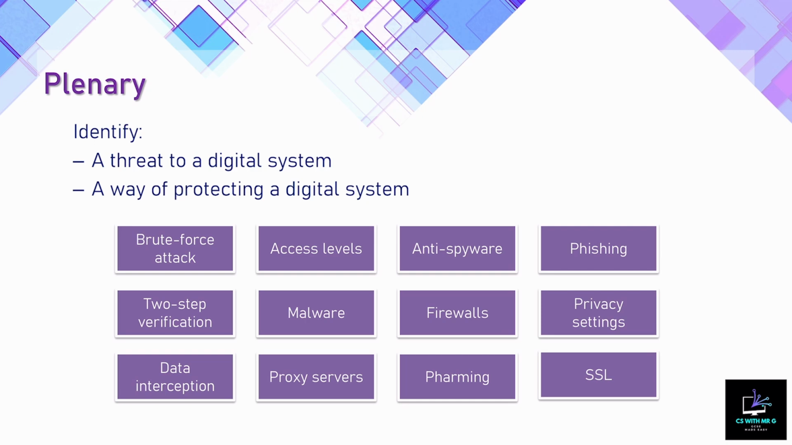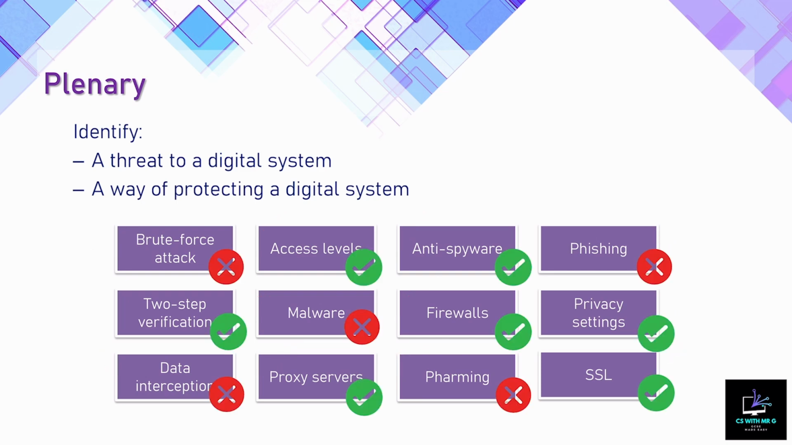So just to finish off, if we look at the 12 keywords here, we spot which one is a way of protecting the system and which one is a threat, and we can simply go through and tick them off. So a brute force attack is obviously a threat. Access levels is a way of keeping us safe. Anti-spyware, another way of keeping us safe. Phishing attack is a threat. Two-step verification is a way of staying safe. Malware is a threat. Firewall, stay safe. Privacy settings, staying safe. Data interception is an attack. Proxy servers, a way of staying safe. Pharming, an attack. And SSL, a way of staying safe. Okay, so just to confirm, there's your threats and your ways of staying safe.